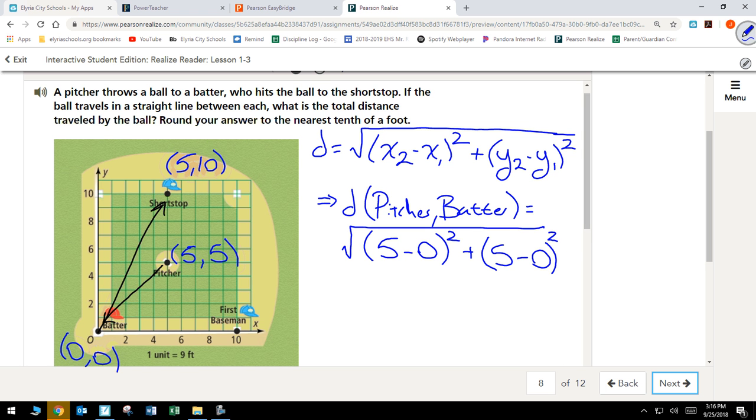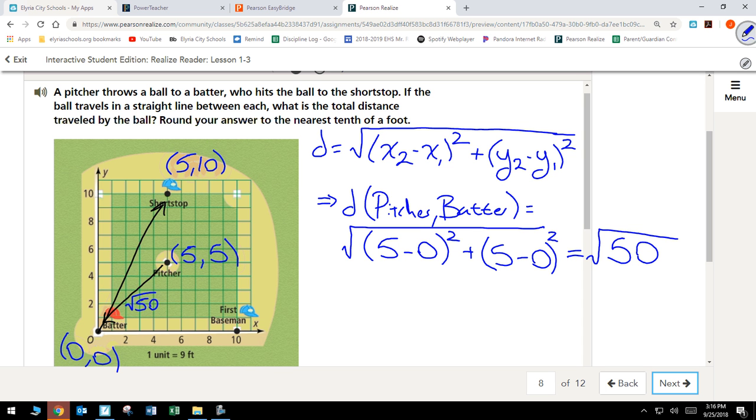So here, if I simplify this, 5 minus 0 squared is 25. So I have the square root of 25 plus 25. That's going to give me square root of 50. So that's the distance between the pitcher to the batter.